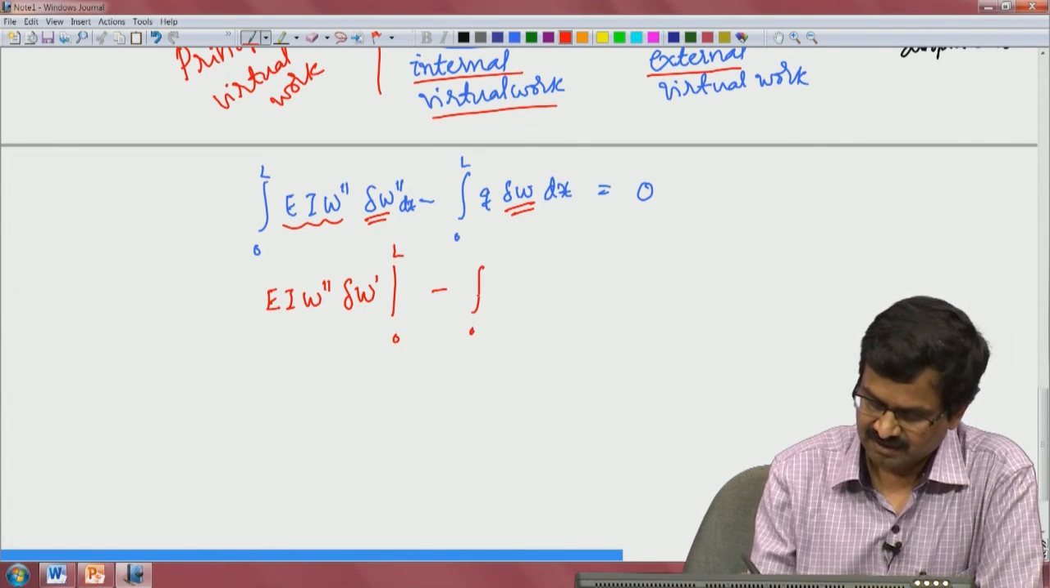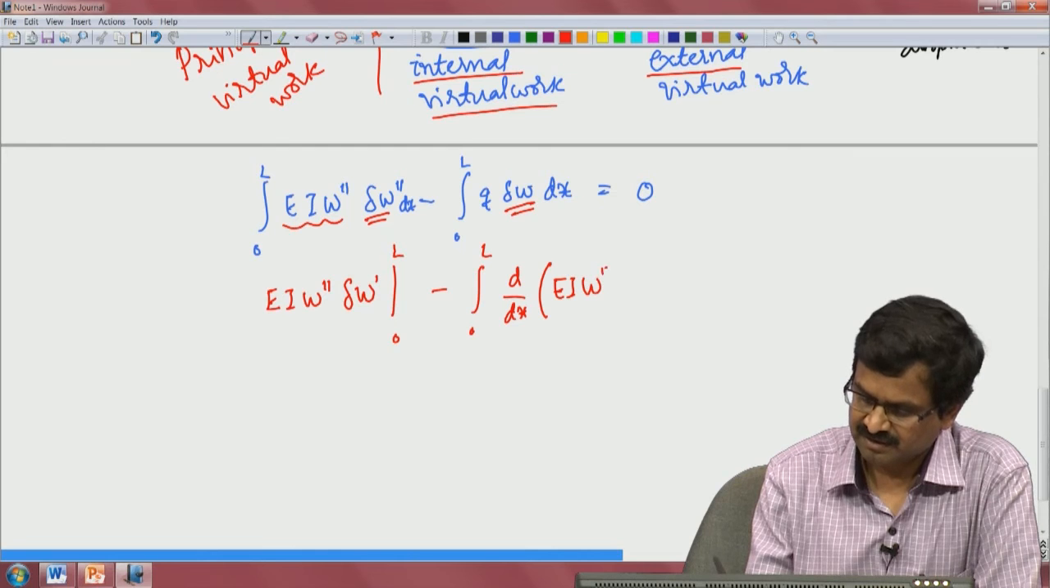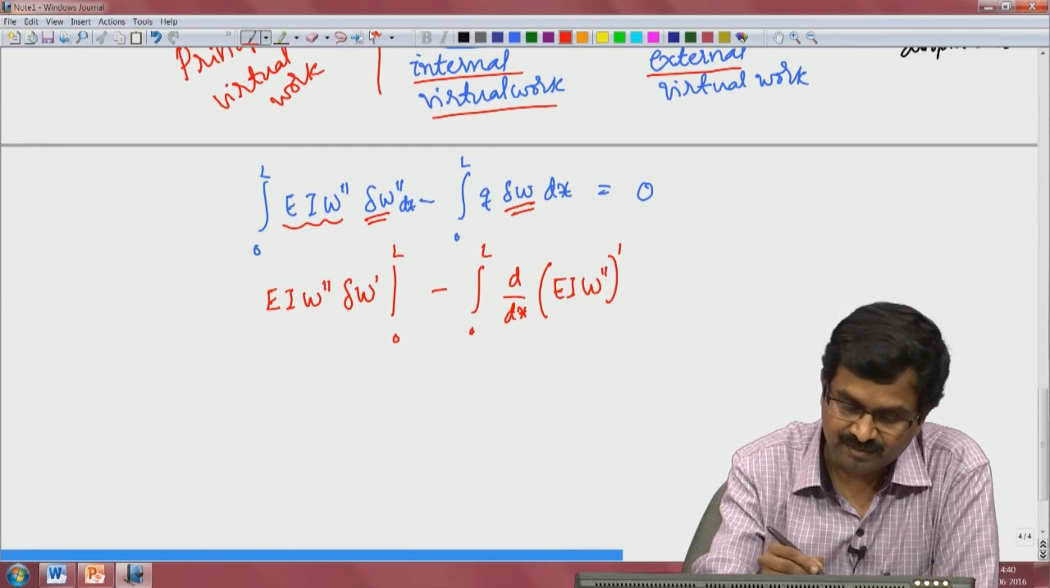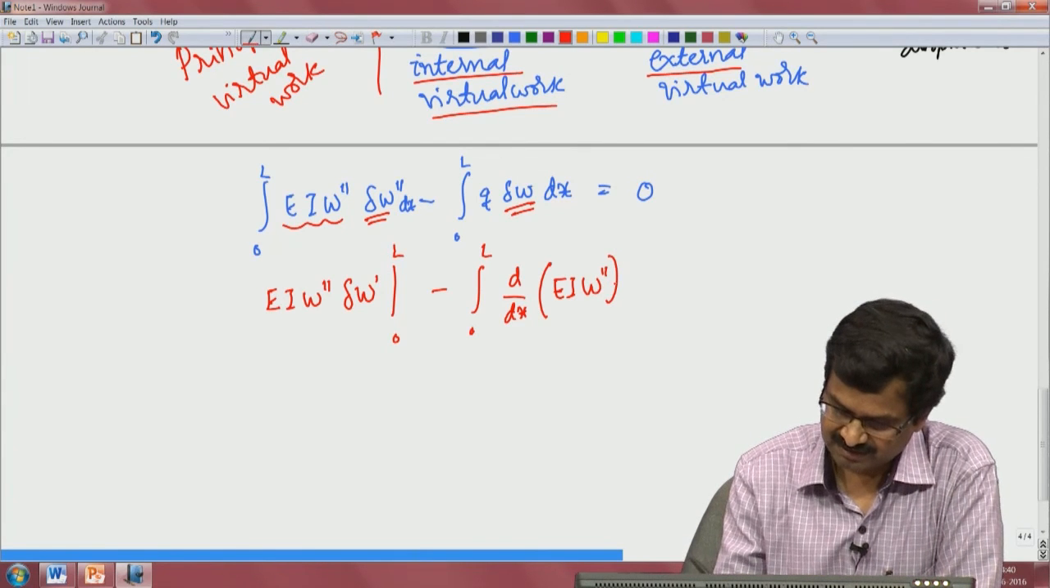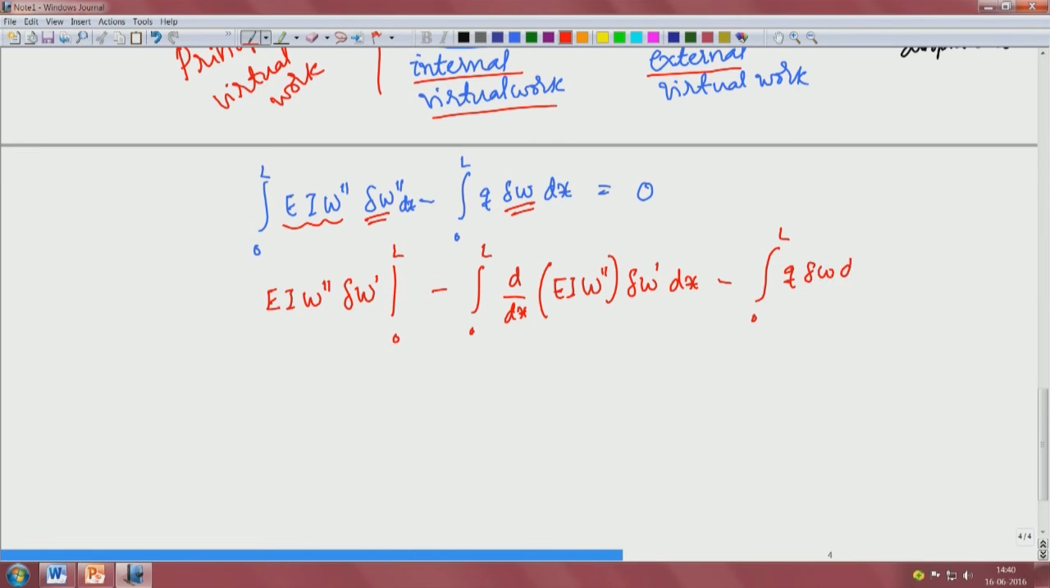minus derivative of first function d by dx of EI prime. So, I have written d by dx, I do not need to write prime here, okay, d by dx of that integral of the second function dx, and this stays as it is, that is q delta w dx equal to 0. Now, we need to get rid of this by doing another integration by parts.